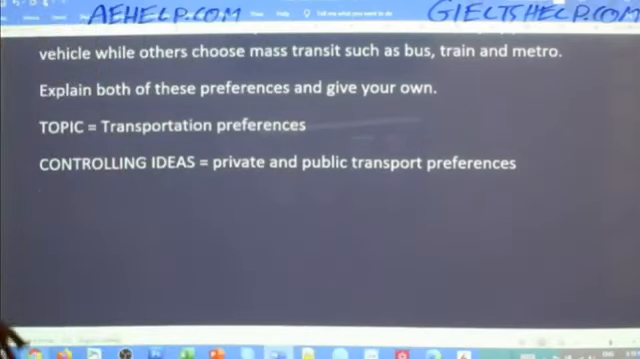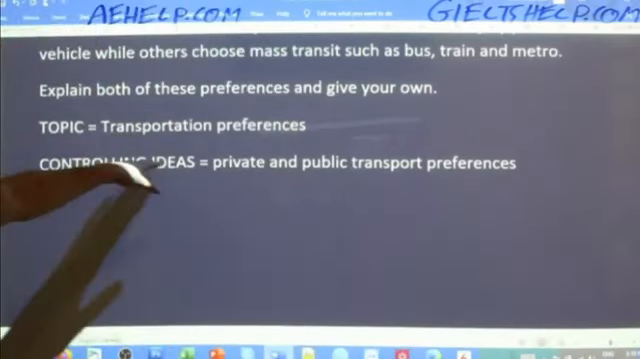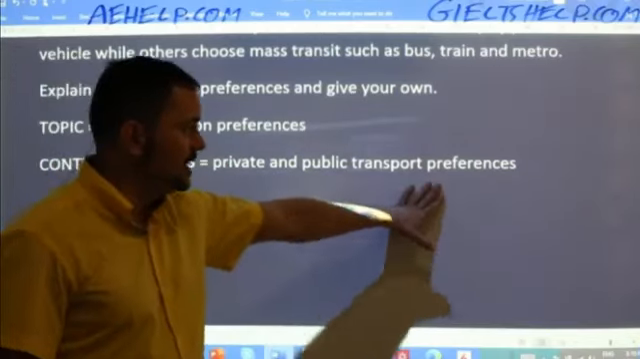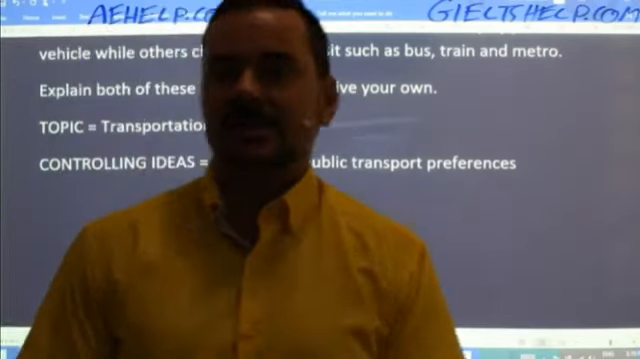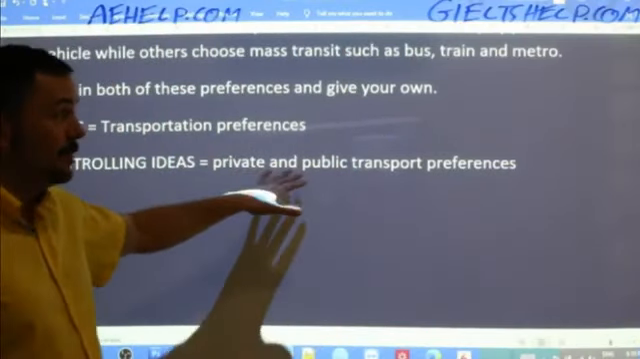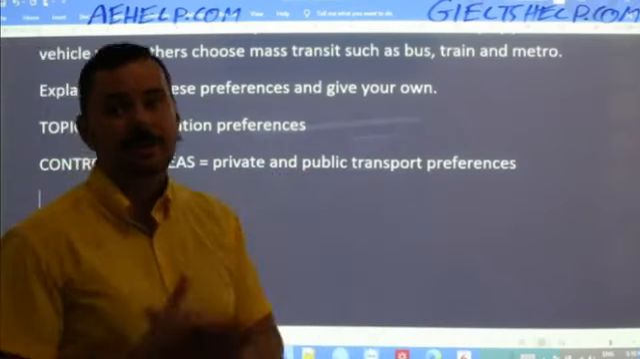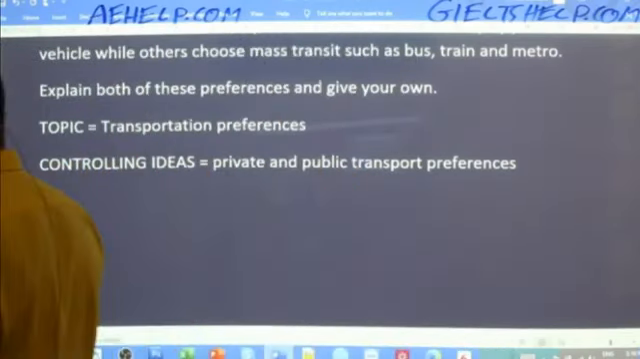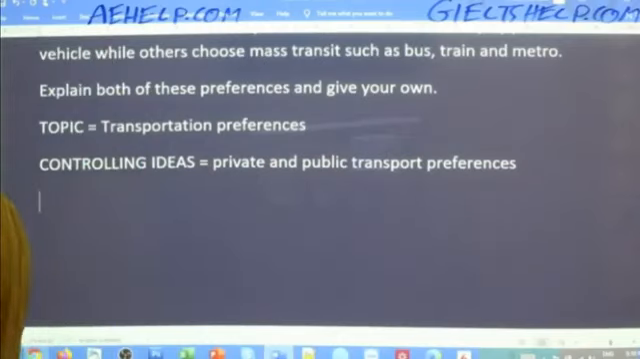Okay, so the topic is transportation preferences, and the controlling ideas are private and public transport preferences, right? Because it could potentially be more, like shared, carpooling. Okay, it's not in here. We're not talking about carpooling, right? Okay, good. So now we have to do some critical thinking.